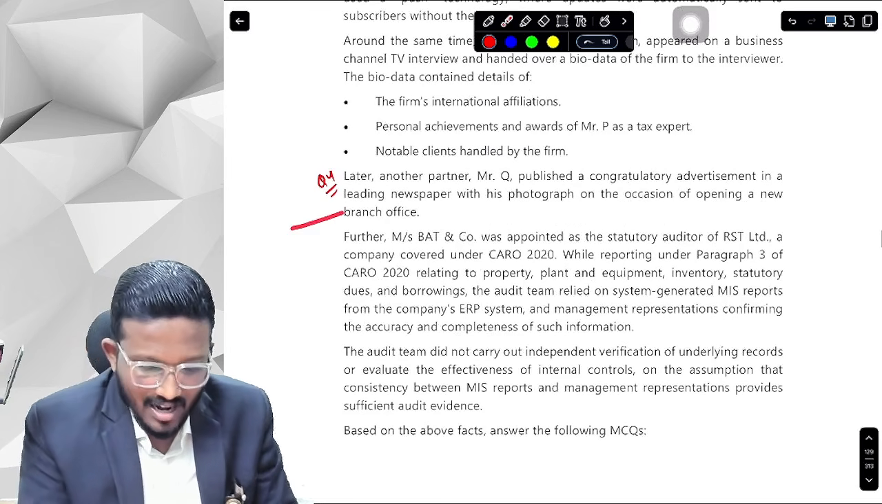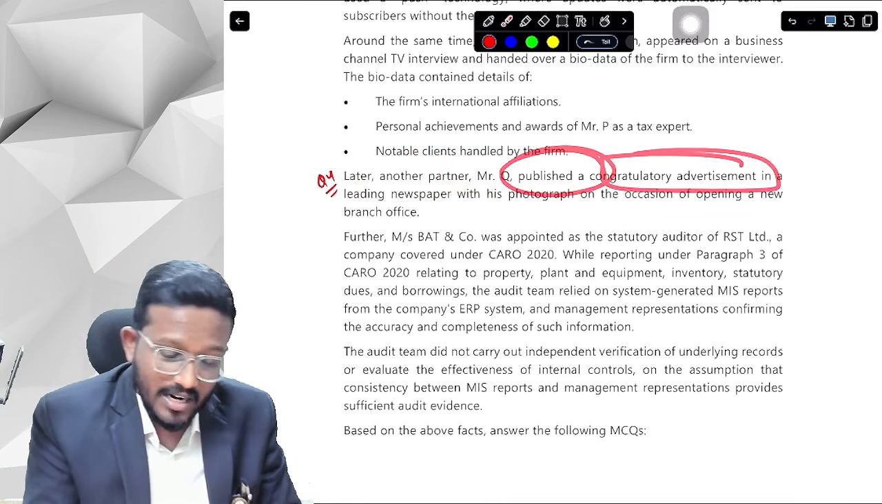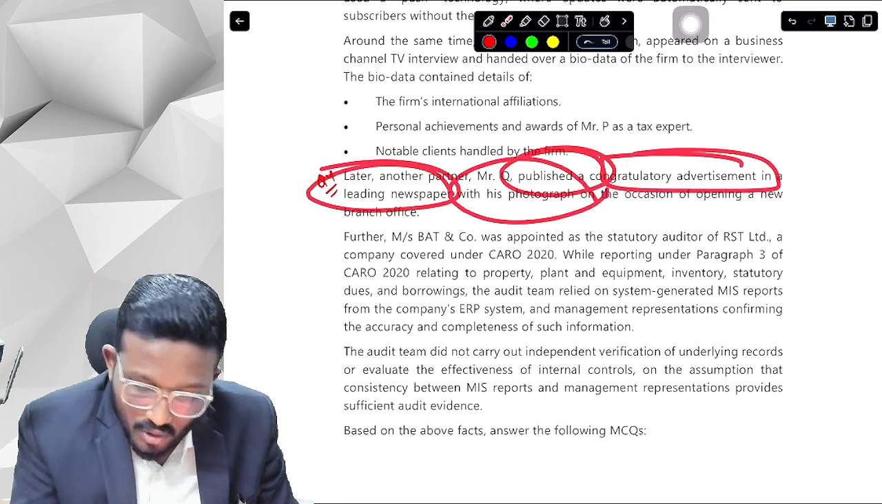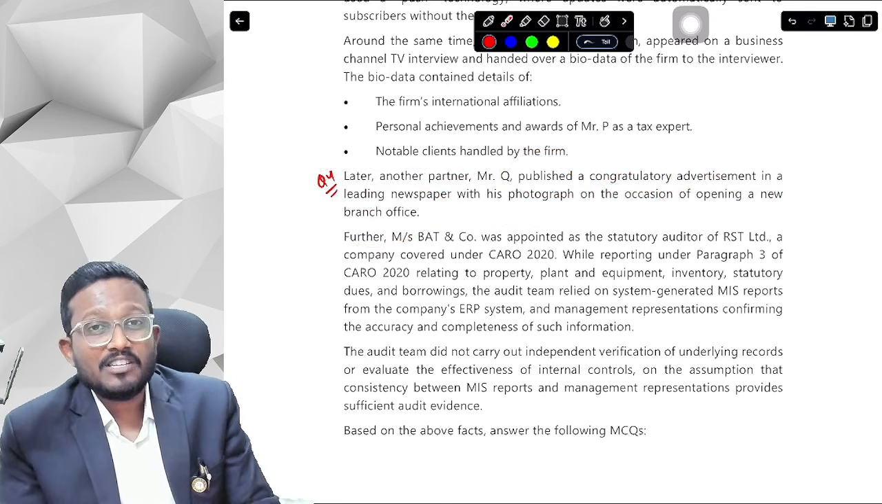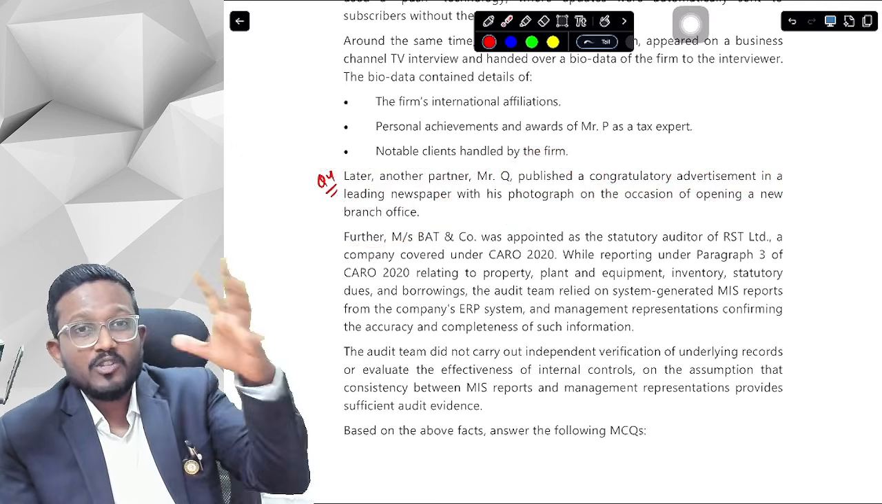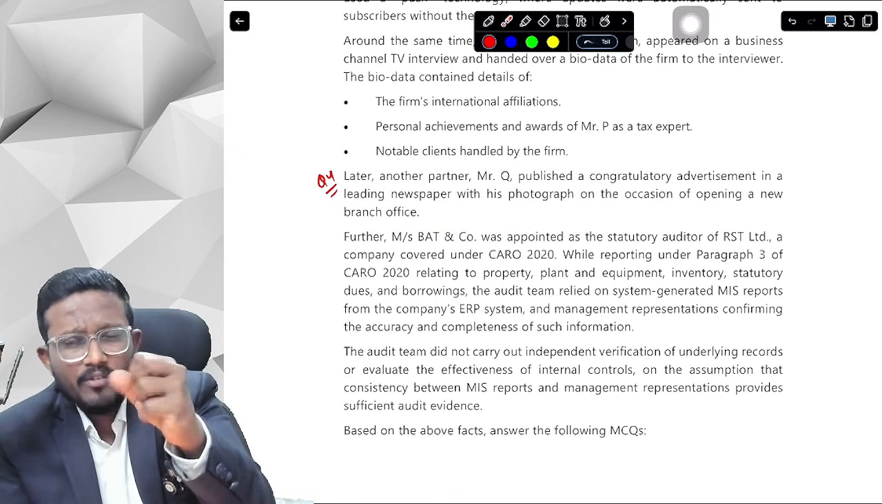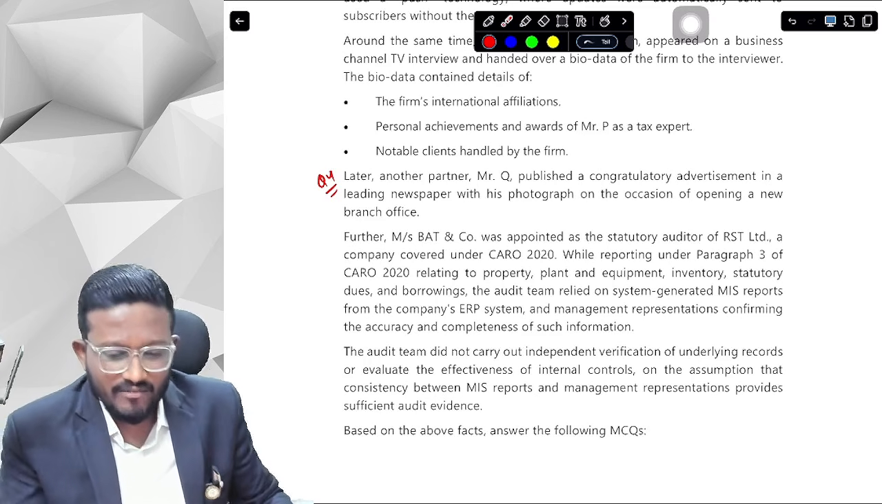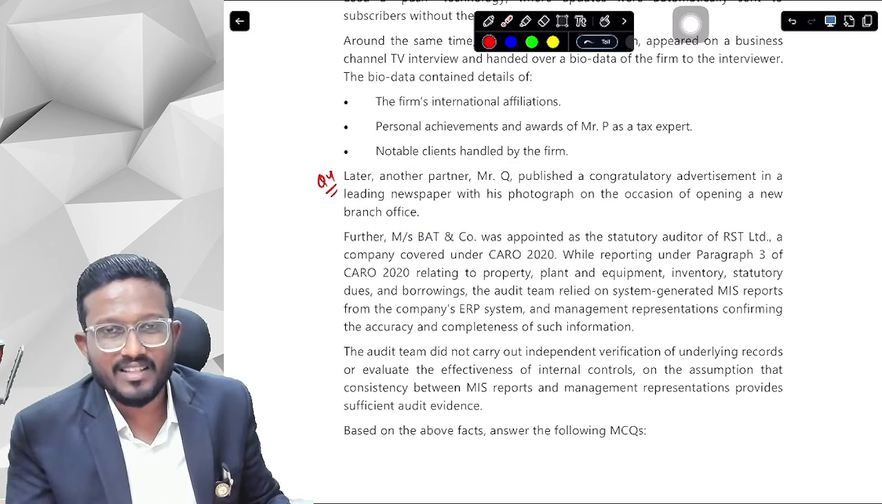What is it asking, sir? Later there was another partner, Mr. Q, who had published a congratulatory advertisement in a leading newspaper with his photograph on the occasion of opening a new office. Can we post such photographs in the newspaper, sir? We can post a small advertisement. We can just mention the facts about it, but we cannot post the photograph. We cannot just post our photograph in the leading newspaper.